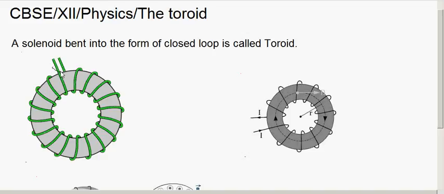Let us say the current enters this point and comes out at the other end. Now the same figure is also shown here, and to find out the magnetic field inside the toroid, you have to apply the right hand thumb rule. By applying the right hand thumb rule for a circular loop, one can find that the magnetic field inside the toroid, if you assume this current direction, will be in the clockwise direction as shown in the figure.